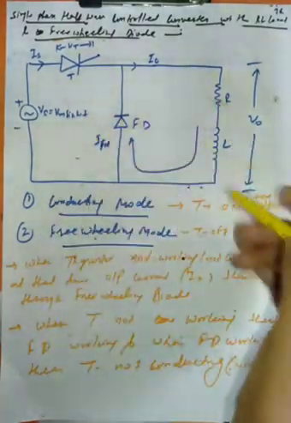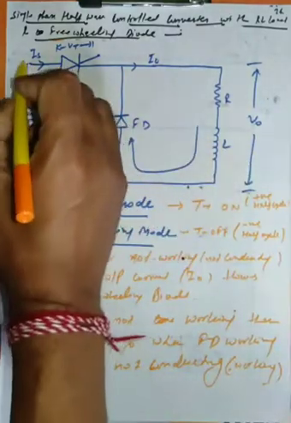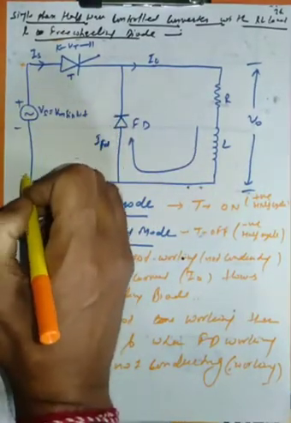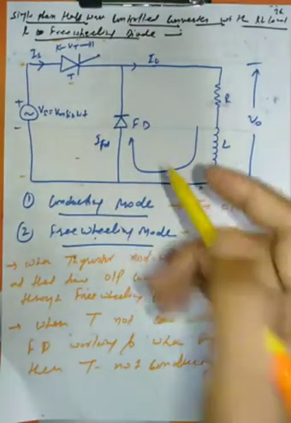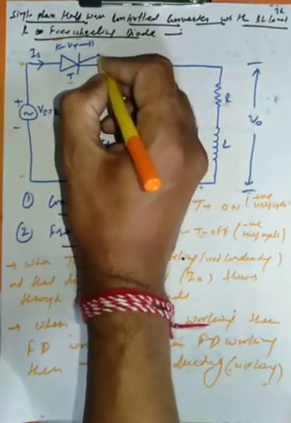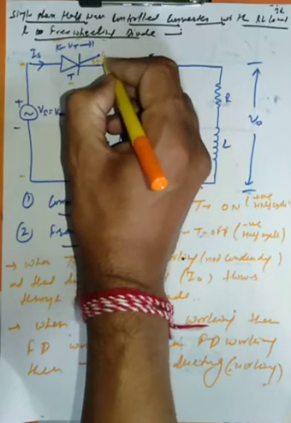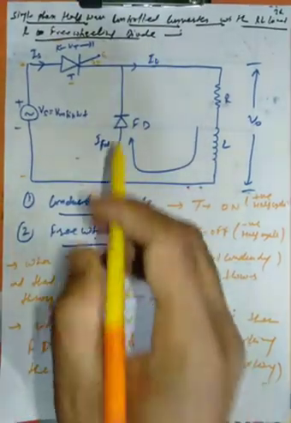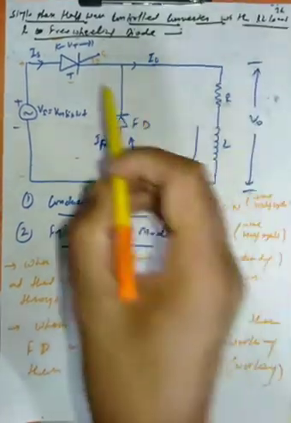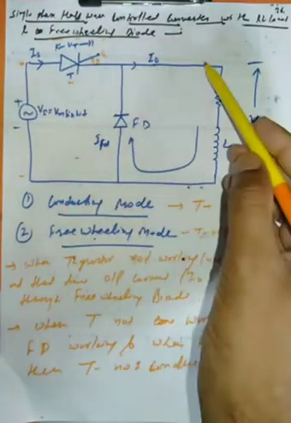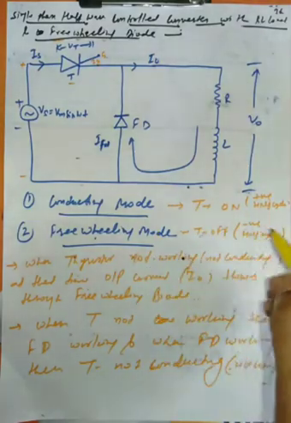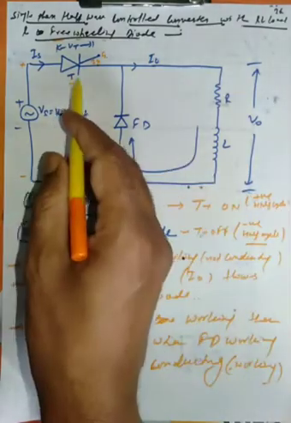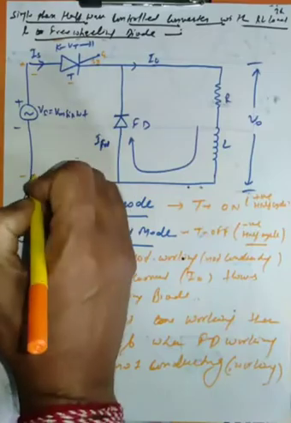In conducting mode, whenever we supply the positive half cycle, this is positive, this is negative, then the thyristor is in conducting mode, and the gate signal is applied as IG through the gate. Then the thyristor will conduct, so we will get the output across the RL. And for the negative half cycle, this is negative, this is positive, the thyristor will be in the off state.